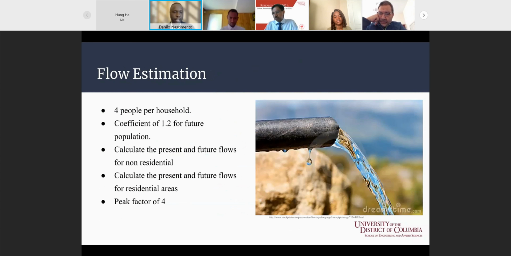When doing the flow estimation, we estimated 4 people per household, and we used a coefficient of 1.2 to calculate future population. For the present and future flows for non-residential areas, we used a coefficient and multiplied it by the area attributed to that pipe. For residential areas, we use the coefficient and multiply it by the number of dwellings attributed to that pipe. And we use a peak factor of 4 when calculating our peak flow. Next slide, please.